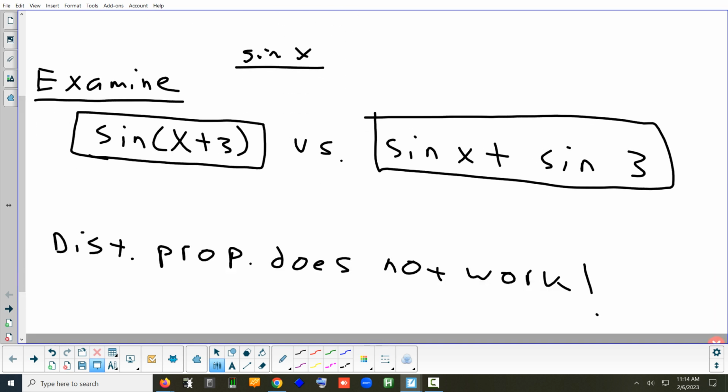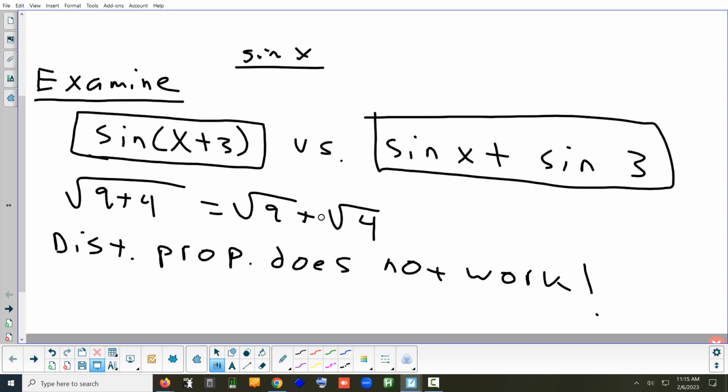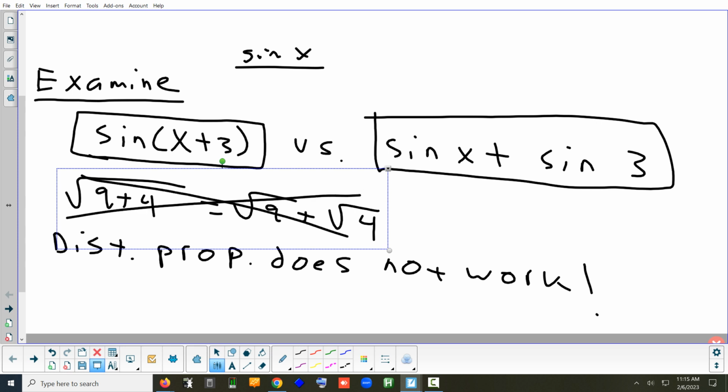And the idea here is you can't just distribute sine to two things inside the argument. That doesn't work at all. It's kind of like if I said the square root of 9 plus 4, and you said, oh, well, that just equals the square root of 9 plus the square root of 4. It's like you tried to distribute the square root function to the 9 and 4. Well, this is the square root of 13. This is 3 plus 2. And 5 is not the square root of 13. So you can't distribute functions to what's inside the argument.